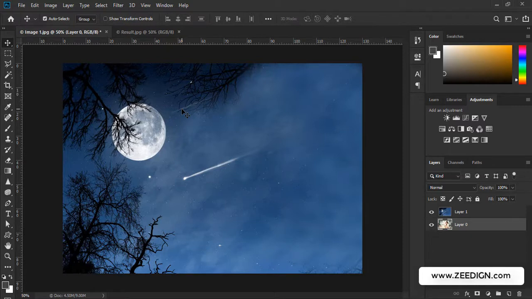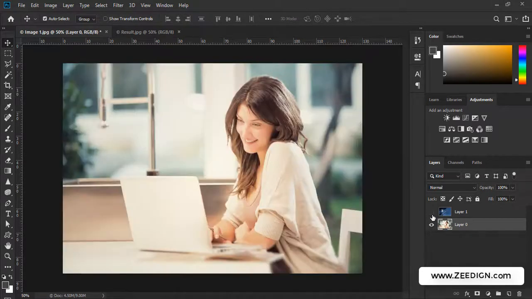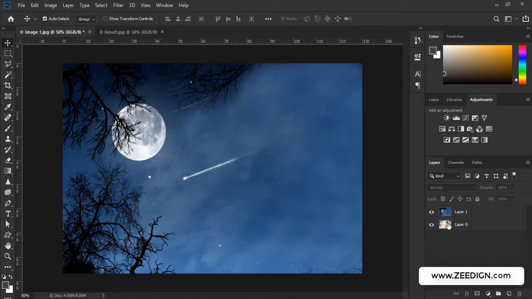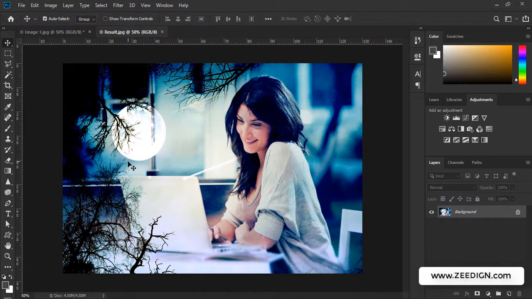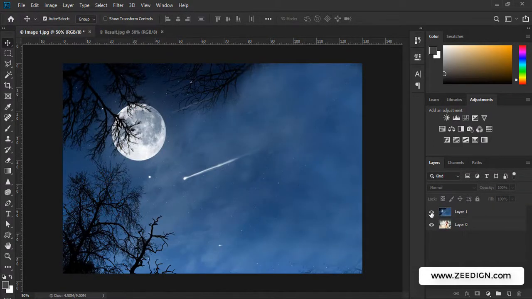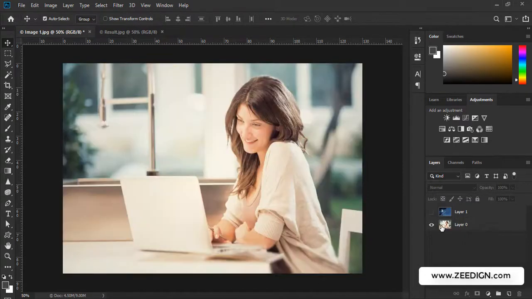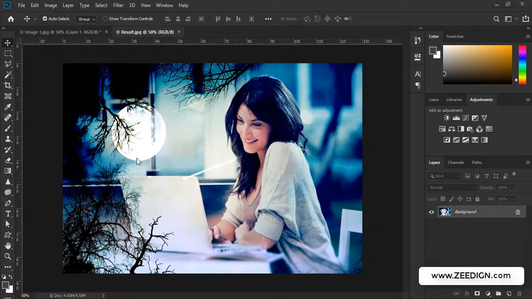So let's get started. Like I said, I have these two layers, and I have displayed both of these one by one using this icon, and here I have the result, which may not be the one you prefer, but it is just an example. The first one is this night view, and the second one is a girl using a laptop, and using these two layers I got something like this.